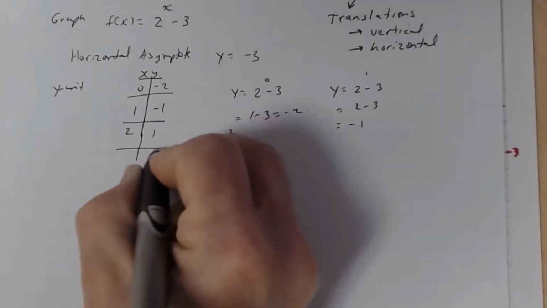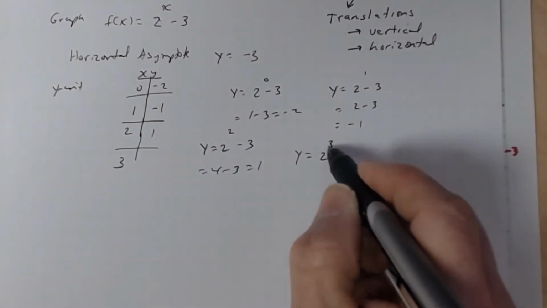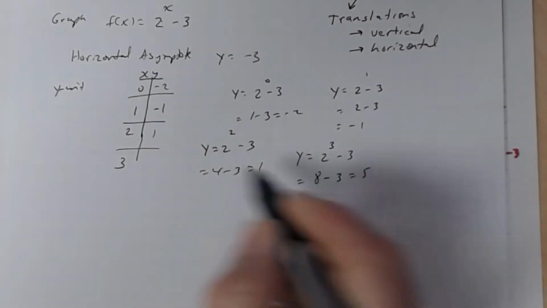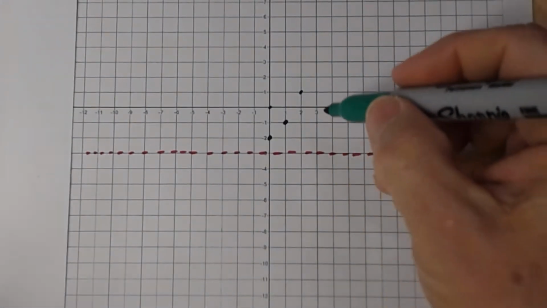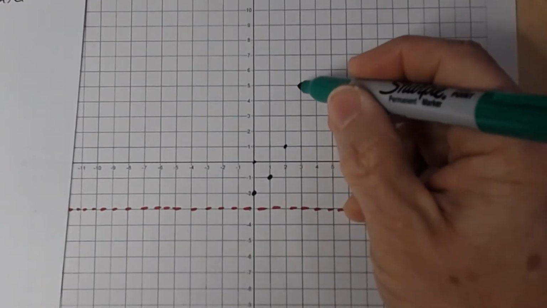And then let's do one more. So if x is 3, I get y equals 2 to the third minus 3. So that's 8 minus 3, which is 5. So I plot the point 3, 5. And so when I plot the point 3, 5, I get something that looks like this.